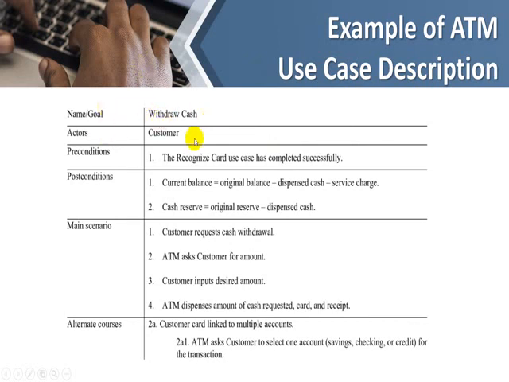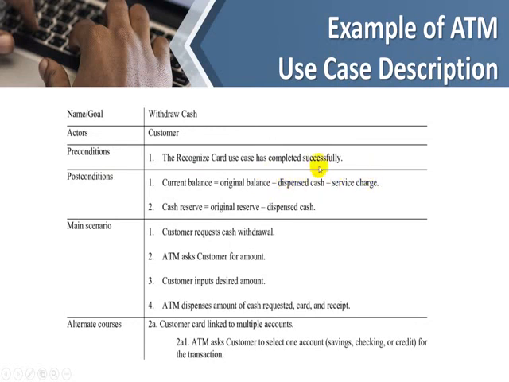Who is the actor? The customer, the account holder. Precondition: the recognize card use case has been completed successfully. That means there was another use case named recognize the card. When the user inserts the card, that process is invoked and the user is either recognized or rejected. So the precondition is that he has been recognized, and the post condition is that he can withdraw the money, and the current balance is equal to the original balance minus dispensed cash minus service charges.